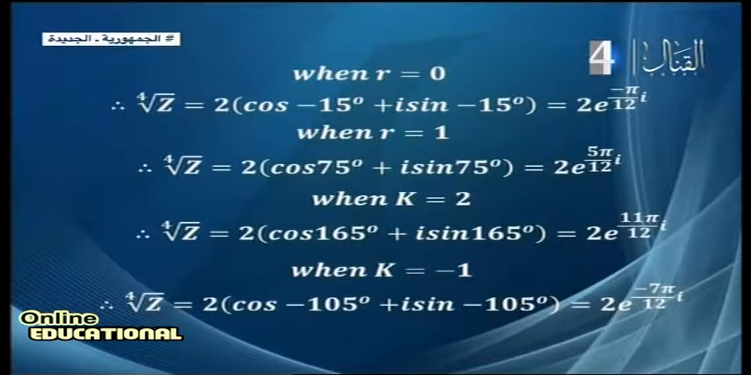How many solutions? 4. 2e power negative pi over 12 i, 2e power 5 pi over 12 i, 2e power 11 pi over 12 i, 2e power negative 7 pi over 12 i. These are the 4 solutions of the complex number.